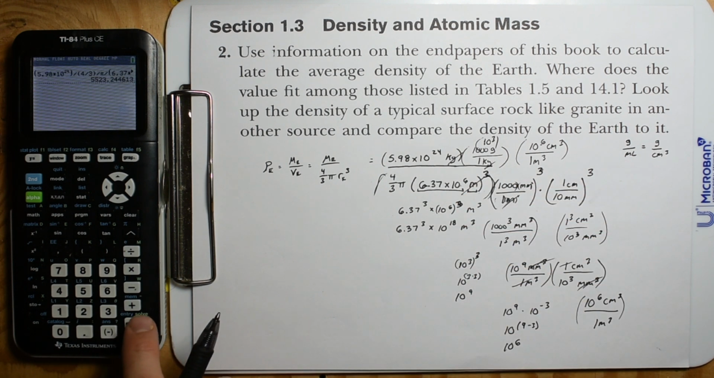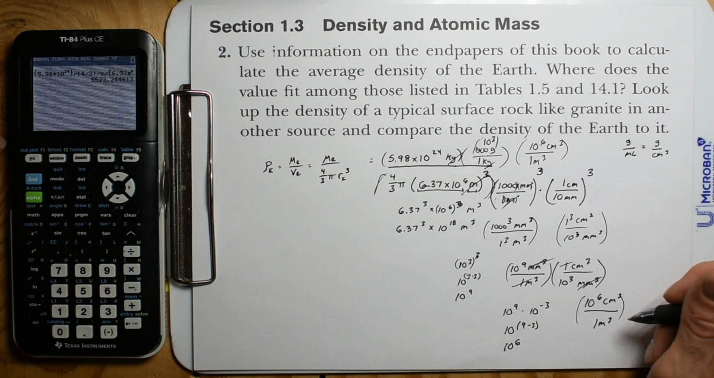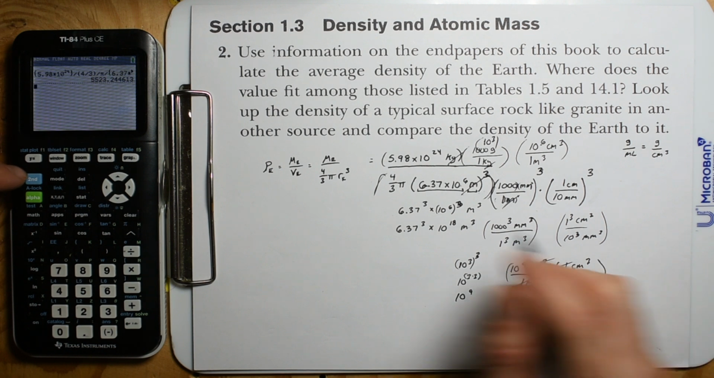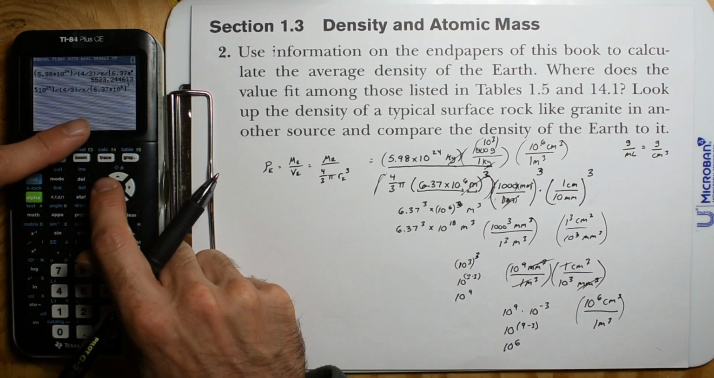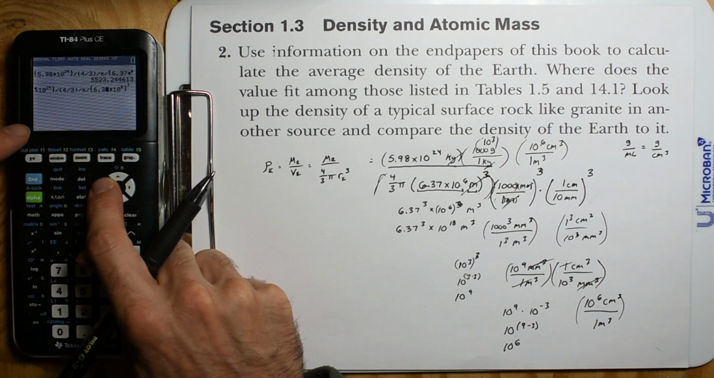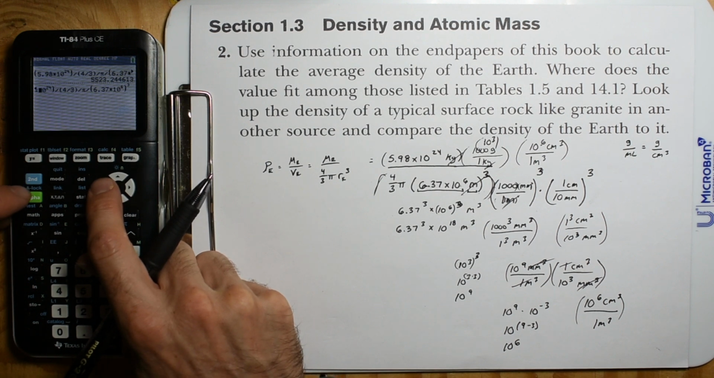And so we're going to do that, and then, oh, no. I feel like this isn't going to work at all. Where did we make a mistake? Man, this is bumming me out. 6.37 times 10 to the 6. This is 5.98 times 10 to the 24. Holy Toledo.